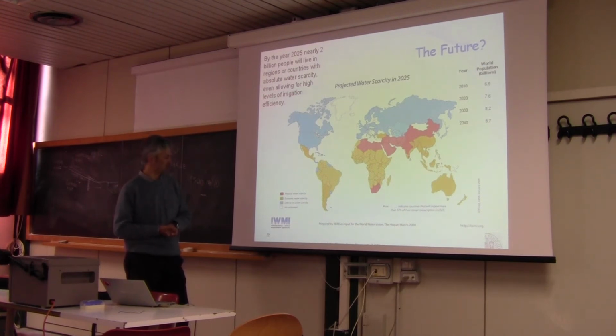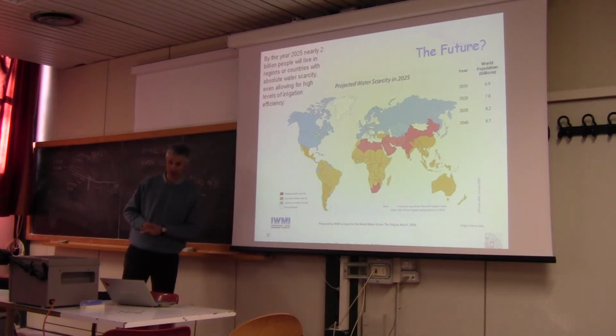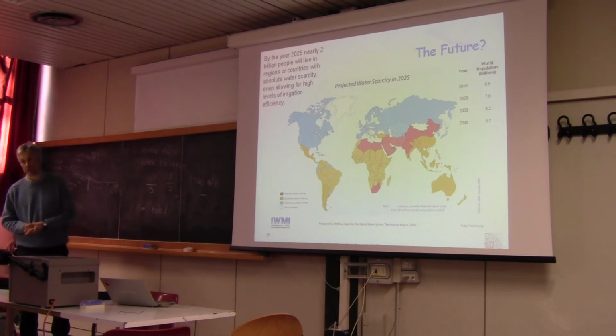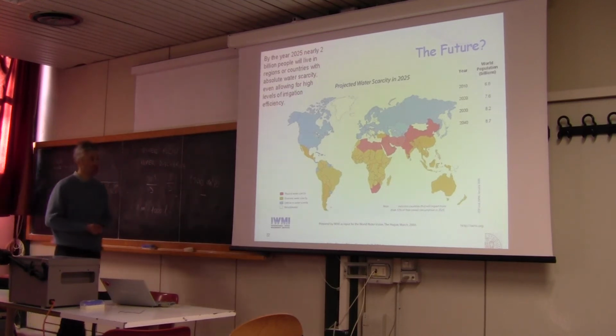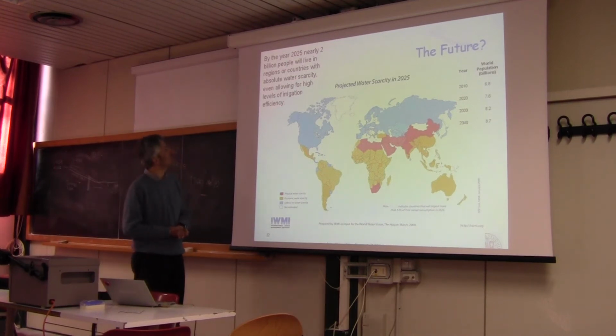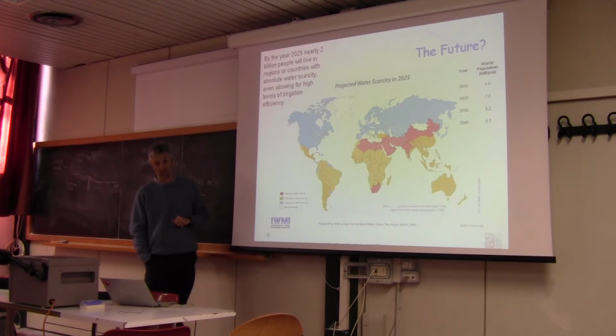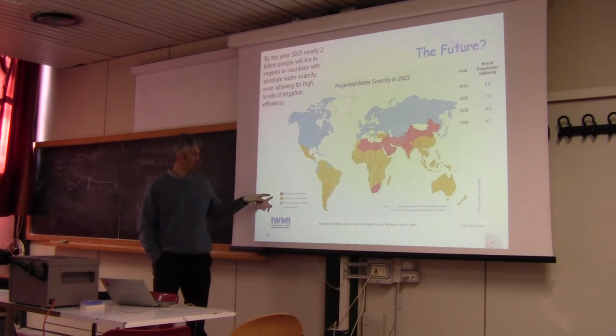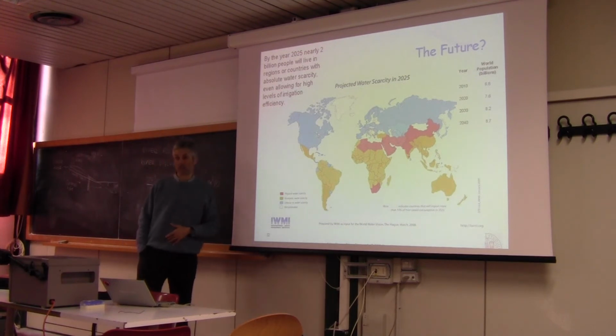And this projection is developed by this agency. Of course, when we talk about projections, we have always to take into account that uncertainty is very relevant. But this projection says that by 2025, nearly 2 billion people will live in regions or countries with absolute water scarcity. And here they have printed in blue the countries that are not likely to experience problems. With yellow, the countries with predicted economic water scarcity. Economic water scarcity means that water is potentially available, but people have no economic means to exploit it. And they also printed in red the countries with physical water scarcity, meaning that water is not available.